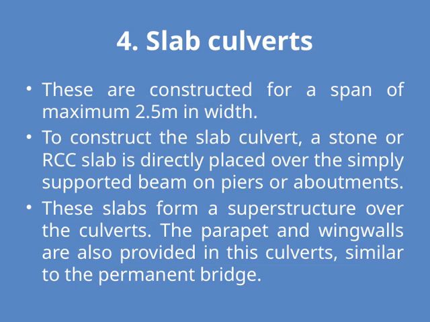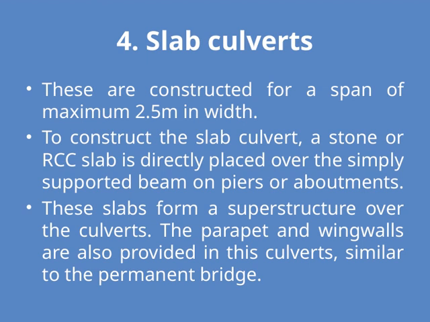Let's talk about slab culverts. These are typically constructed for spans up to about 2.5 meters in width. The key idea here is that the slab itself forms the superstructure of the culvert. To build it, we place either a stone slab or a reinforced cement concrete slab directly over the simply supported beams that rest on piers or abutments.